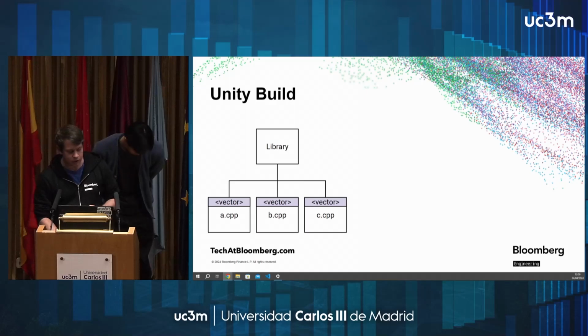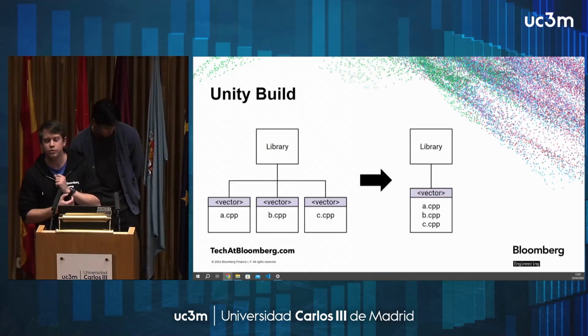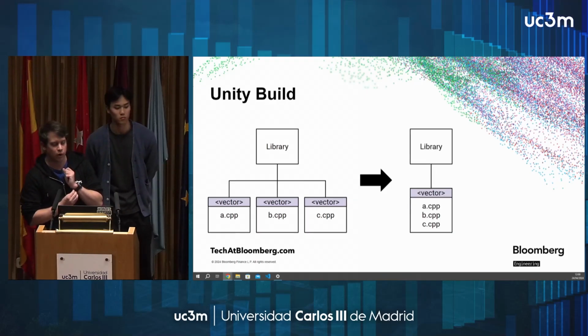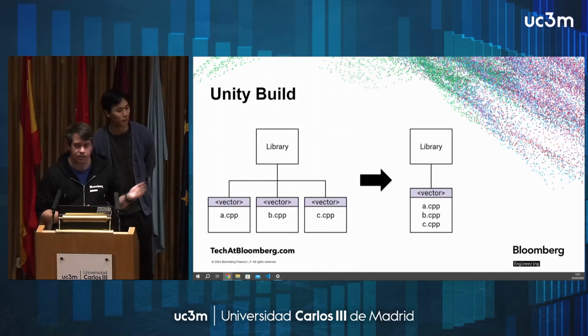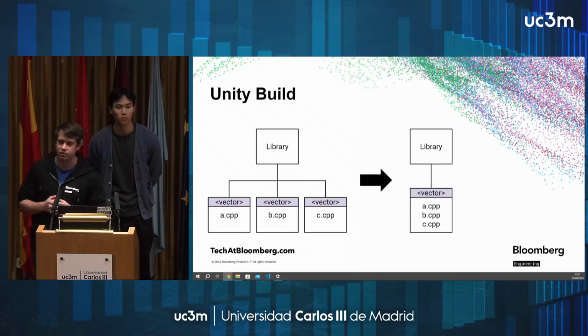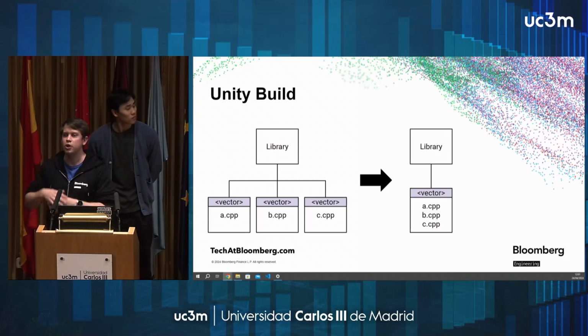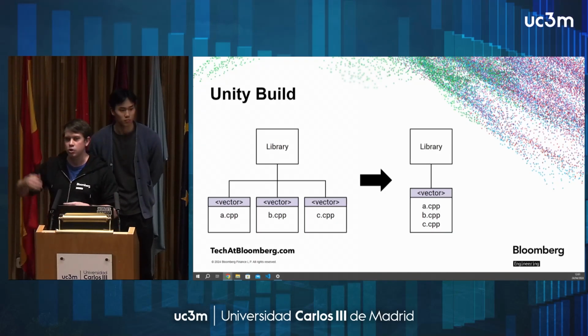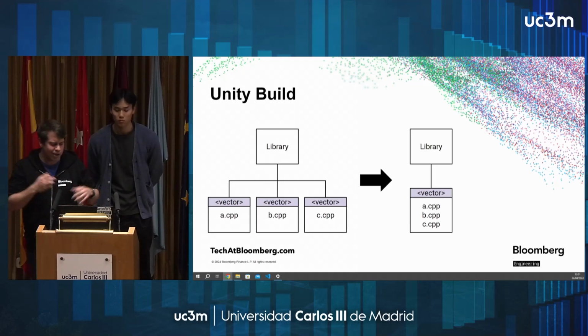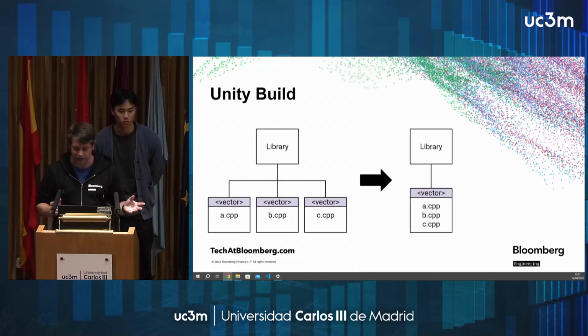And with Unity build, what you're actually just going to do is hash include all of your CPP source files into one, which means that in this case, vector would only be included and parsed once. So the idea here is if you include every single source file into one, you don't have any redundant parsing. You just go through everything once, and it completely kills out that part of redoing anything that you've seen before.